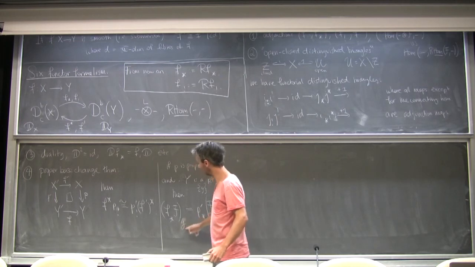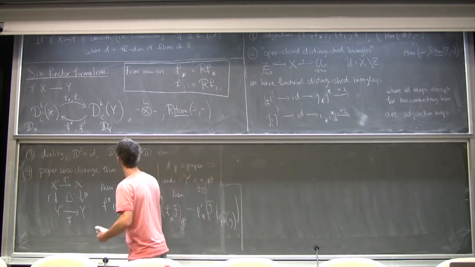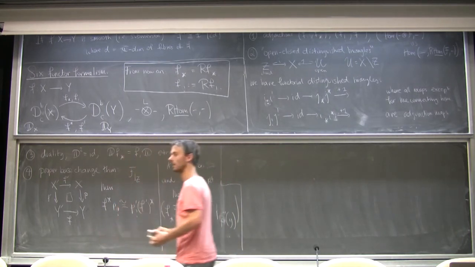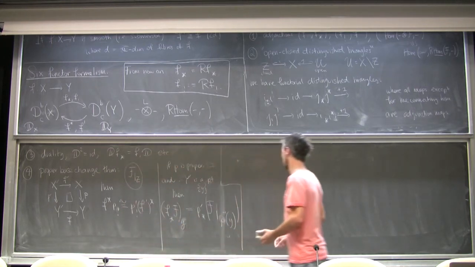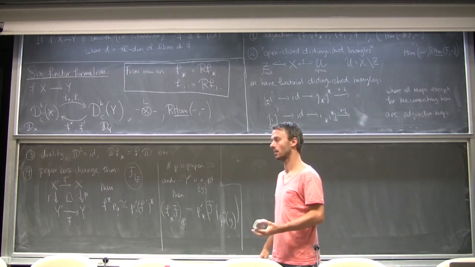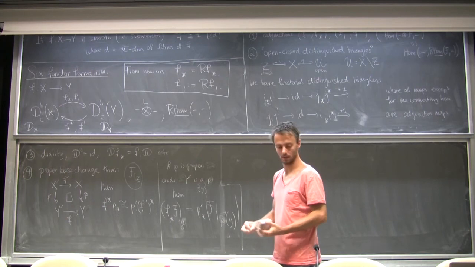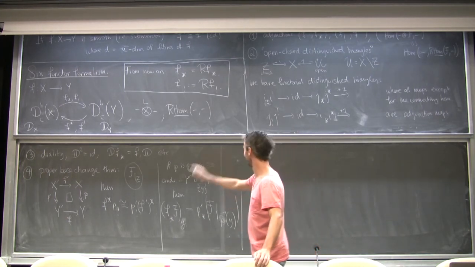If I have a point, I write the stalk as a sub y. But if I have a subvariety, I write the restriction. Oh, I see. Yeah. No. So maybe I said this badly. Okay. This is too complicated.